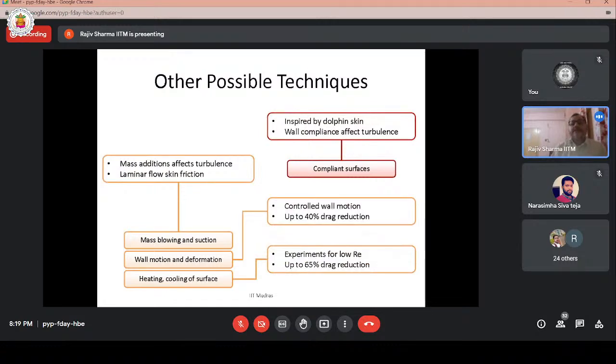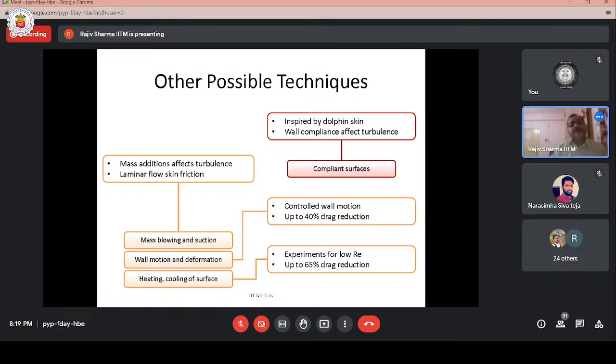Other possible techniques which can be investigated in future, inspired by dolphin skin, you can think of wall mounted micro mini structures of the riblet form. Wall compliance will affect turbulence. If this idea can be utilized, compliant surfaces can be investigated further.